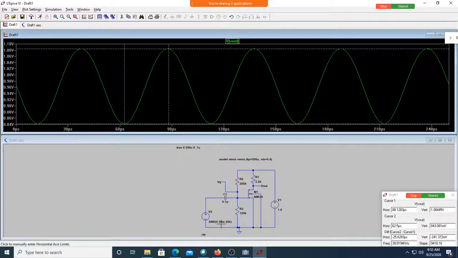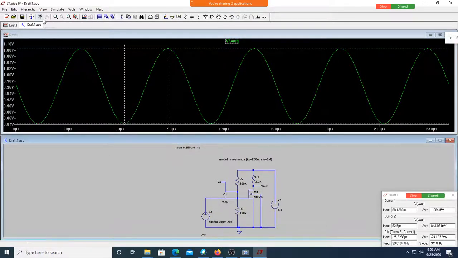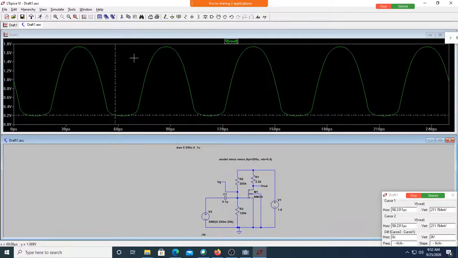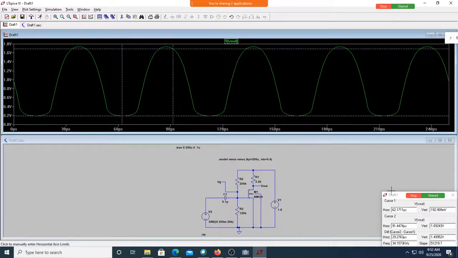Carefully observe. So let me make this 200 and see what happens. If I make it 200 and run it, just see what is the bottommost point. Just measure the bottommost point. This is cursor 1. See how much is the bottommost one. It's 0.2, 200 millivolts. See here, 192. Okay, this is 192. Just keep this in mind.